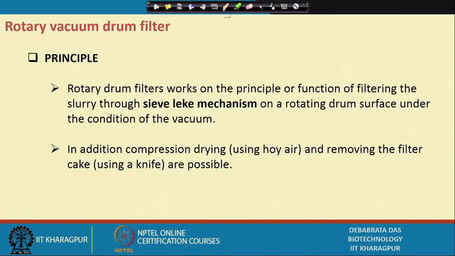Now, the principles of this rotary vacuum filter, what do you call it? RVF? This is rotary vacuum filter, in abbreviated form we call it like this.